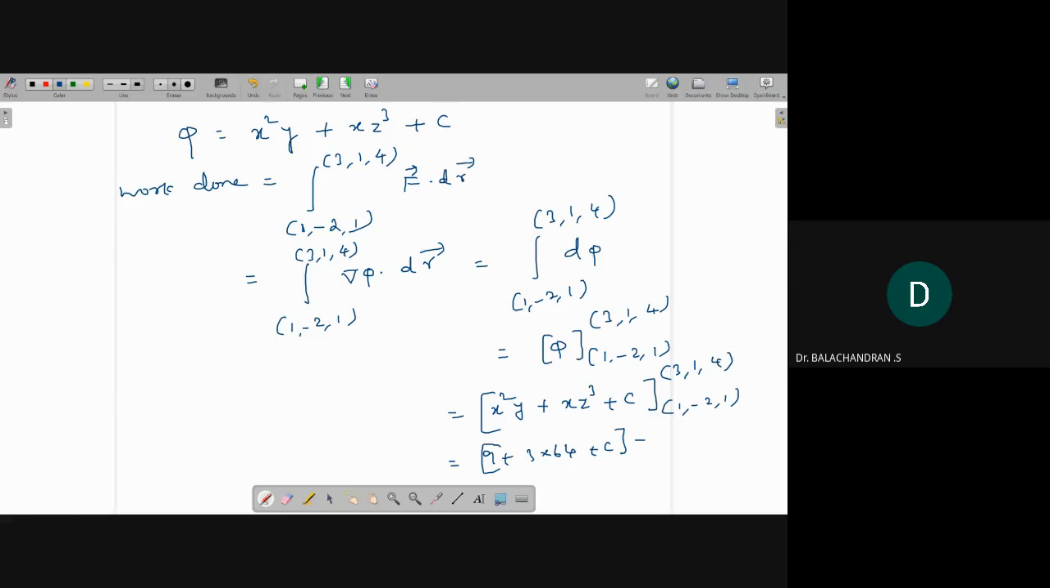Minus the value at the first point: x²y is minus 2, plus xz³ is 1, plus c. So this equals 9 plus 192, which is 201, minus (−2 plus 1), so plus 1. The c minus c gets cancelled. So the final answer is 202.